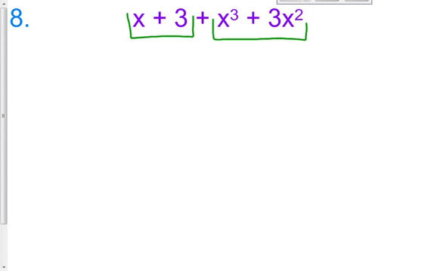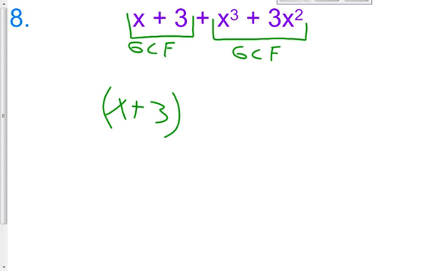So we have x plus 3 in one group and x cubed plus 3x squared in another group. So now all you're going to do is take out the GCF in the first 2 terms and take out the GCF in the third and the fourth terms. So what can you take out of x and a positive 3? Hopefully you say that there's nothing that you can take out of x plus 3. So we're just going to keep it as x plus 3. And we're grouping them, so I'm going to put a parenthesis around that.